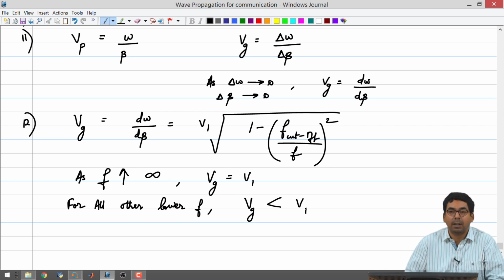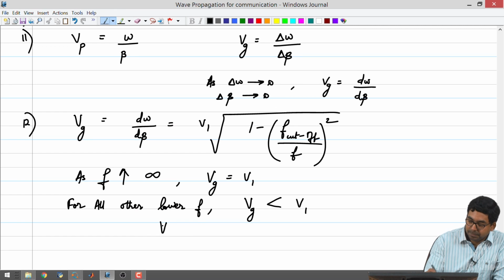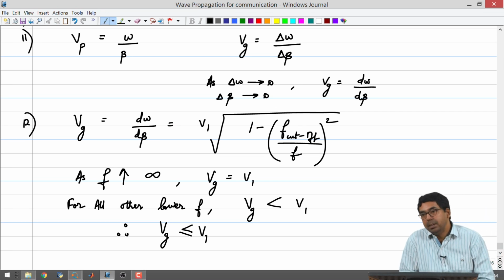This is in stark contrast with the phase velocity. So, here we are saying that the group velocity in general is going to be less than or equal to the velocity in the homogeneous medium. Suppose you constructed with vacuum, group velocity will be less than the velocity in vacuum for the same signal. Okay.